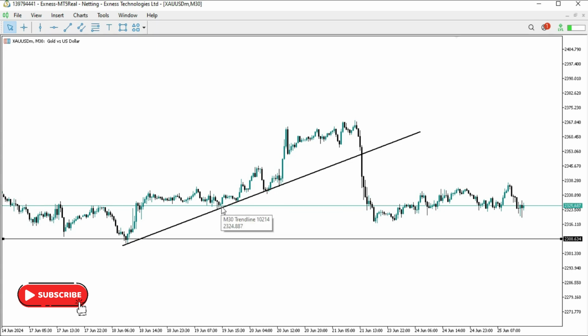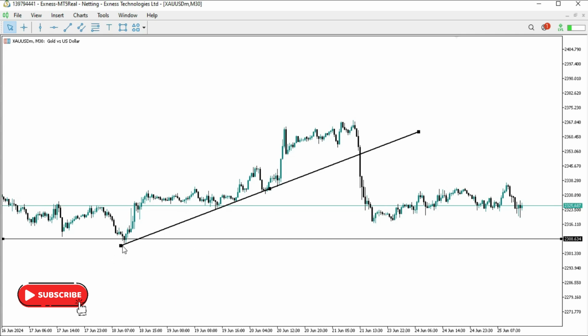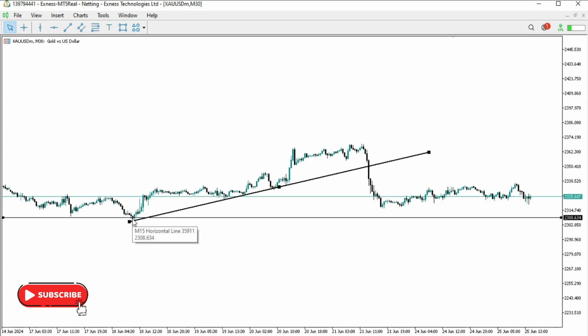So when the market is trending up, what you need to do is to connect the higher lows. Find the candle wicks. There are people that use the body of the candlestick and forget about the wicks. But for me, I always use the wick as my point to connect the market with the trend line.